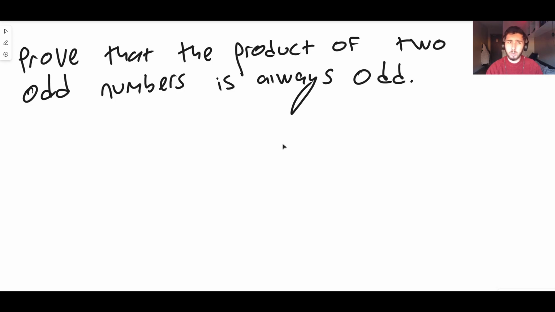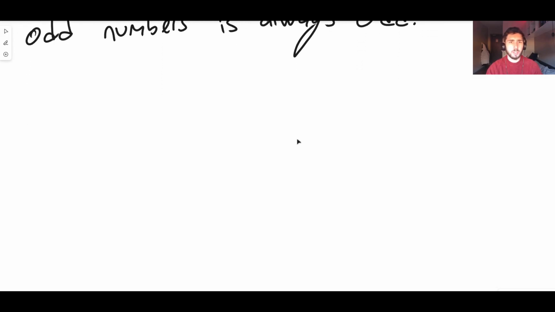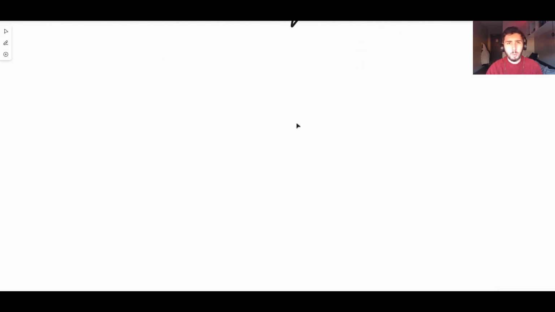Okay guys, so we've got an example right here. It says, prove that the product of two odd numbers is always odd. So that means any odd number times an odd number is odd. I mean, this makes sense. You can think about it. Think about any two odd numbers. Notice how when you times them together, they make another odd number. They never make an even number.